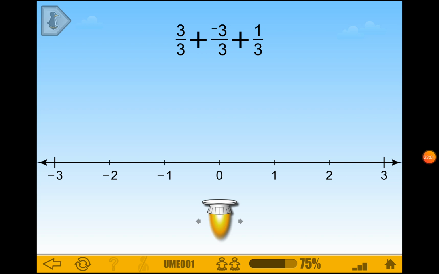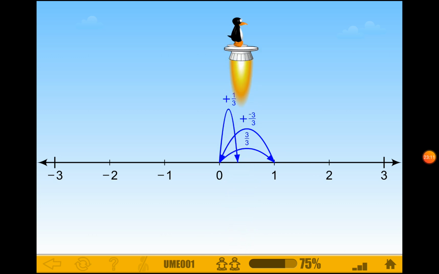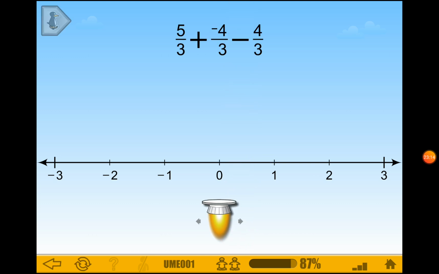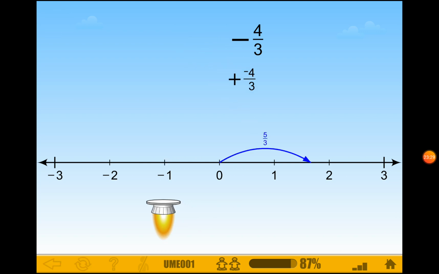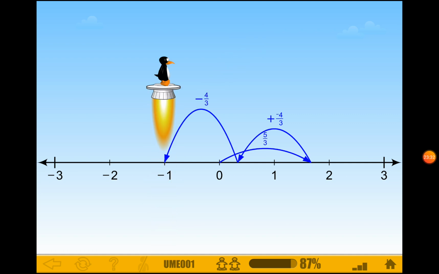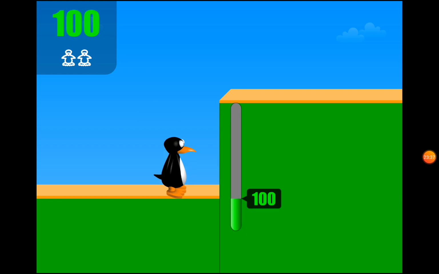2 more questions. Okay. So 1 minus 1 would be 0. Then you have the 1/3 right there. Boom, boom. Okay. So now we have 5 thirds plus negative 4 over 3, which would be 5 minus 4 is 1, so 1/3 minus negative 4 over 3. So 1 minus 4 is negative 3, and then we have negative 3 over 3. So that's just negative 1. 100% again. Let's go.